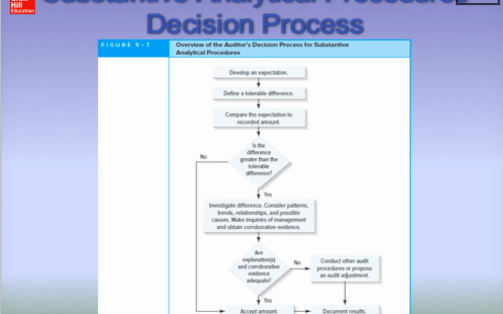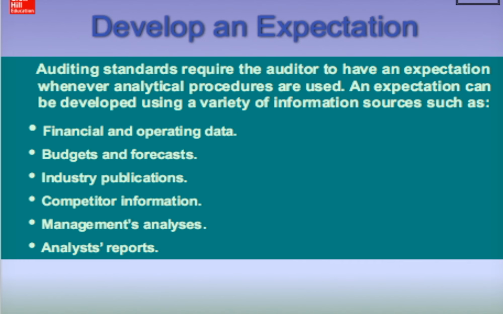This is just a recreation of Figure 5.7 from the text. It's an overview of the decision process for an auditor for substantive analytical procedures. So for a more detailed look, the first step in using analytical procedures is to develop an expectation. Auditing standards require the auditor to have an expectation whenever analytical procedures are used. An expectation can be developed using a variety of different information sources, such as those listed.